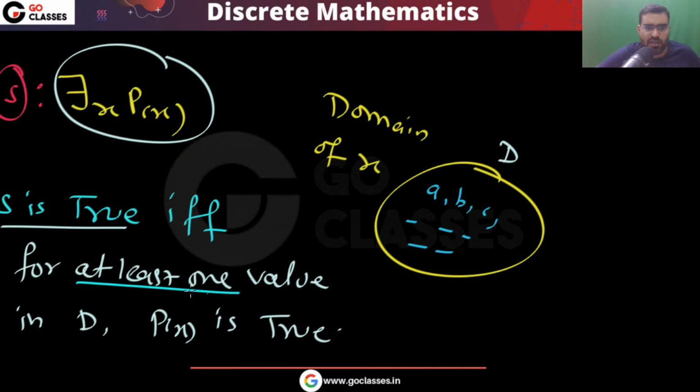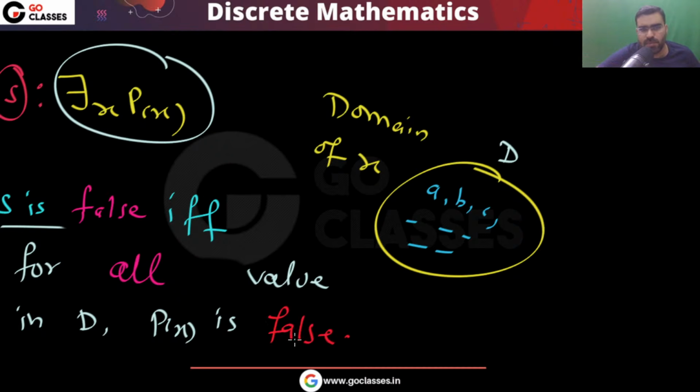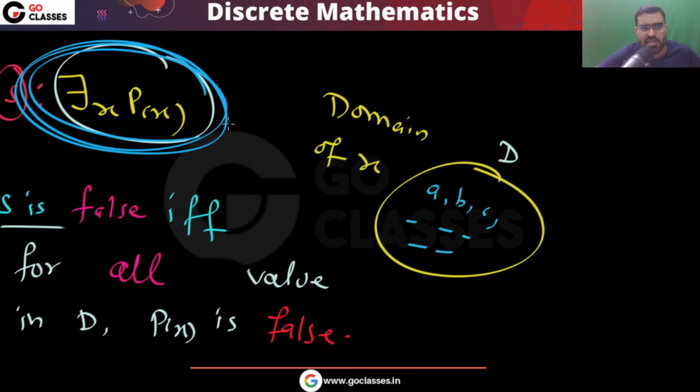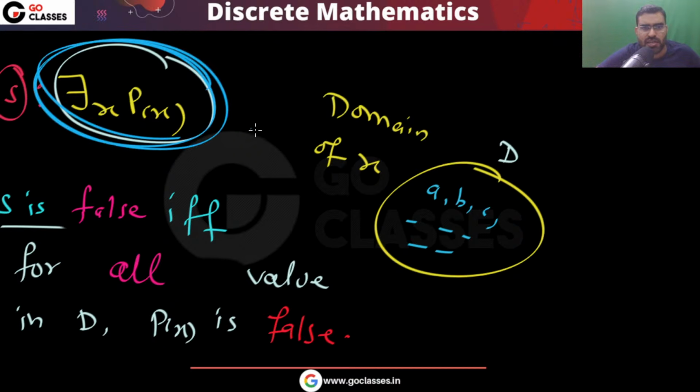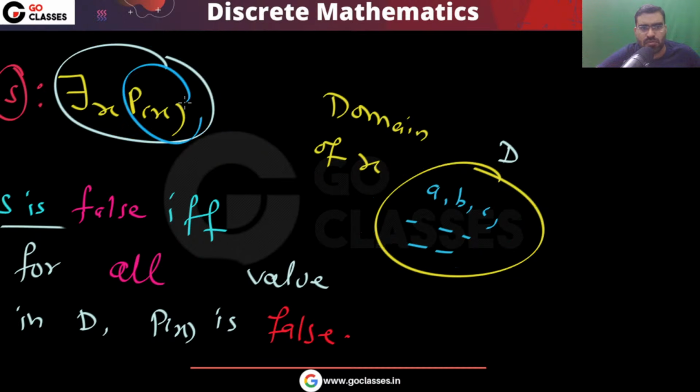All you have to do is just find one value. Just give me one value, nothing else. I don't want more. Now, if you cannot give me any value, then this will be false. If for all elements in D this is false, then it will be false. So this is the idea. Very simple. This is the existential quantifier. It says that for at least one person in this domain, this P(x) must be true.